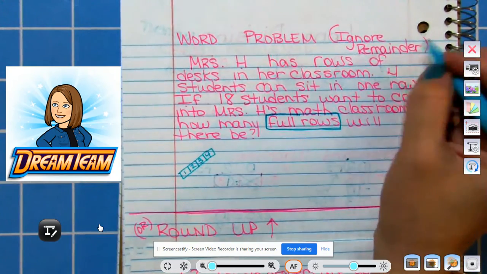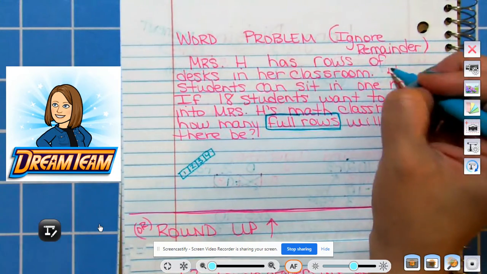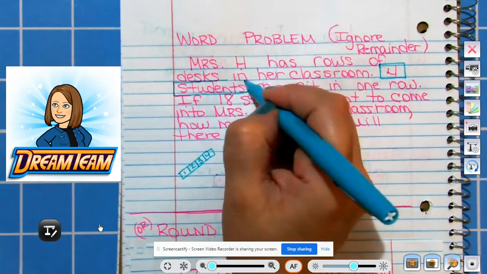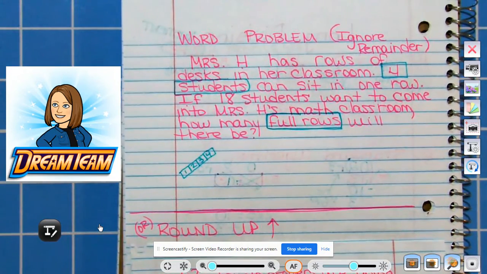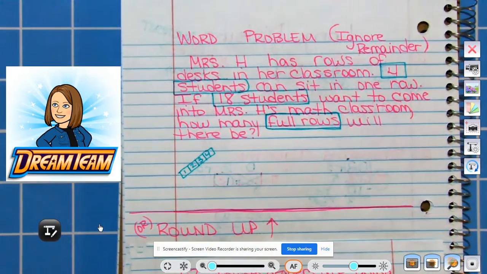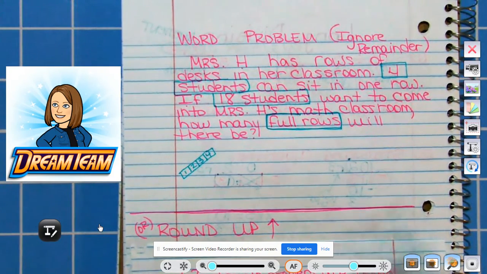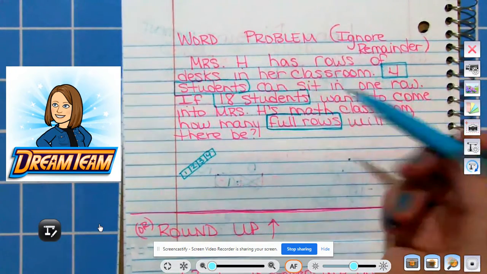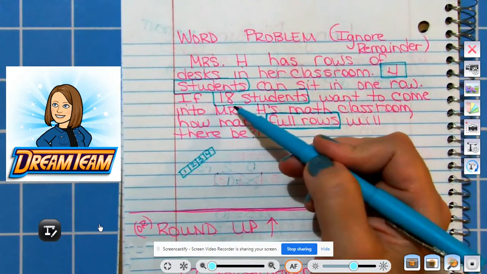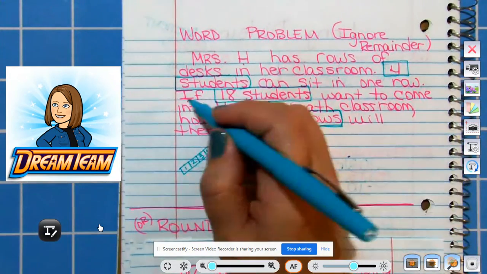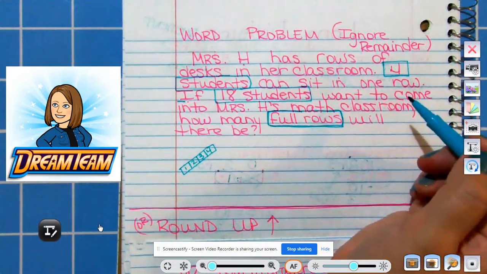All right, so Mrs. H has rows of desks in her classroom. For what? 4 students. That's your label. Can sit in one row. If 18 students want to come into Mrs. Henderson's math classroom, how many full rows will there be? Now, if you were to multiply 18 times 4, you'd get a number bigger than 18. That's not going to make sense. So also think about if you need a bigger number or a smaller one.